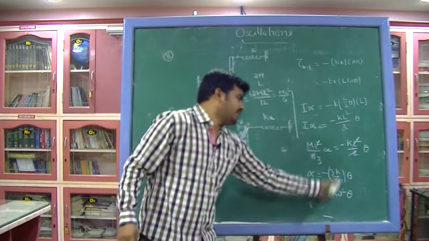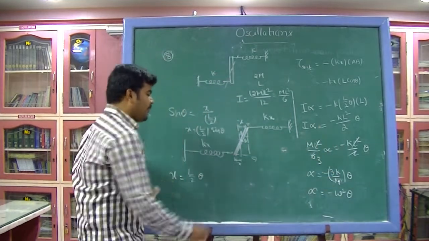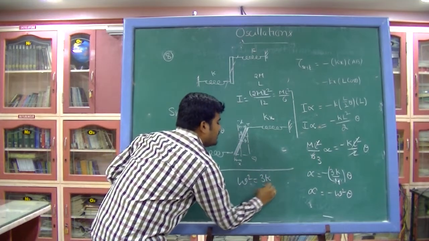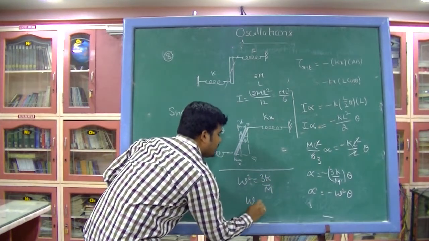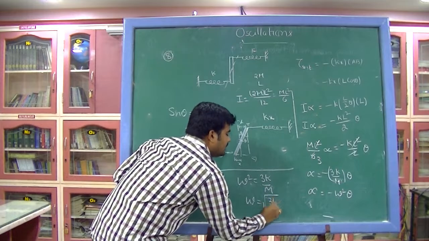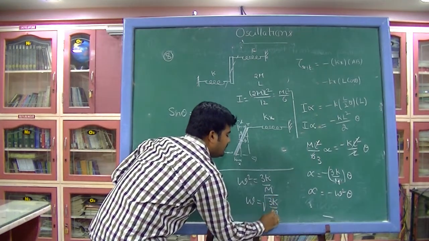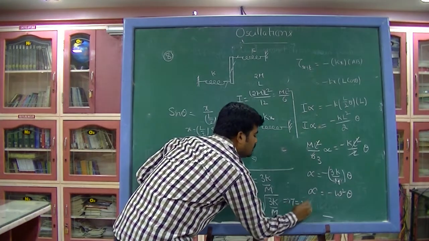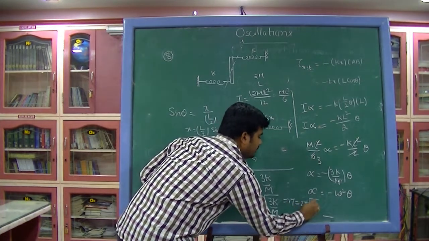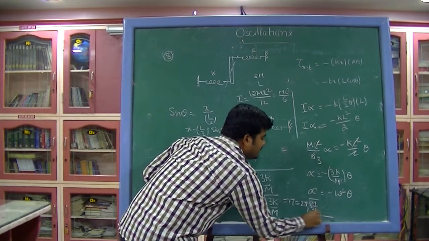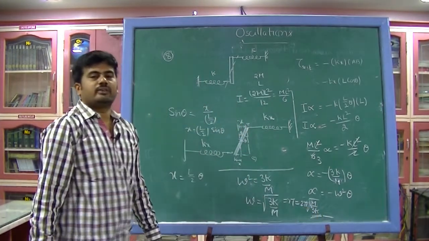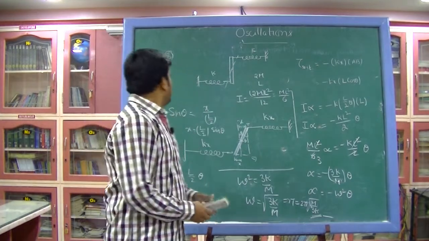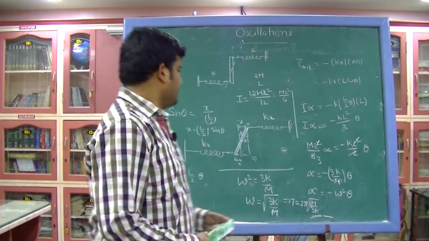Now, omega square value will be 3k by m. Omega square is equal to 3k divided by m. This implies omega is equal to root of 3k divided by m. Therefore, the time period is equal to 2 pi into root of m divided by 3k. So, that is the time period of oscillation of this particular rod. So, that is it. Now let us see one more problem.